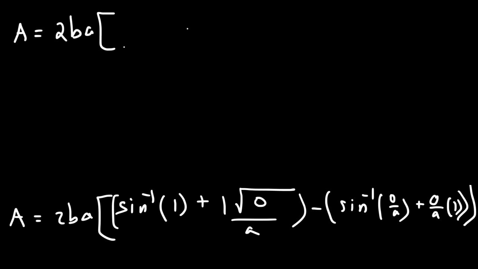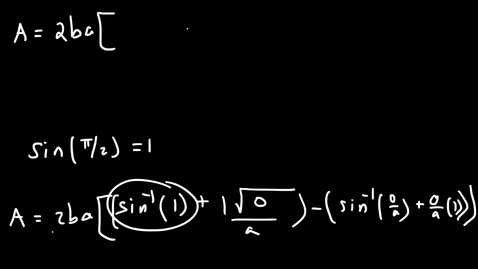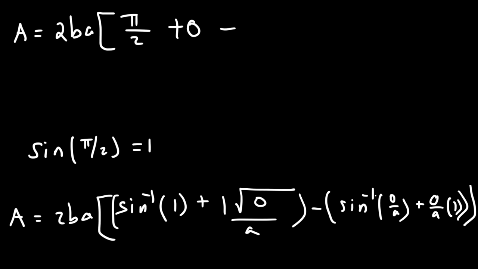Arc sine of 1 is equal to what? Sine of what angle is equal to 1? Sine of 90 degrees or sine pi over 2 is 1. So arc sine of 1, we could say it's pi over 2. The square root of 0, that's just going to be 0. And then minus arc sine of 0 is 0 because sine of 0 is 0. And this is 0 over a times 1, which is just 0.